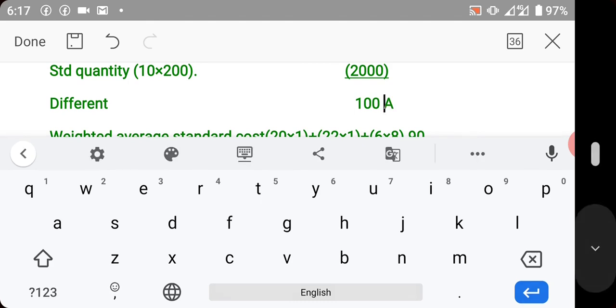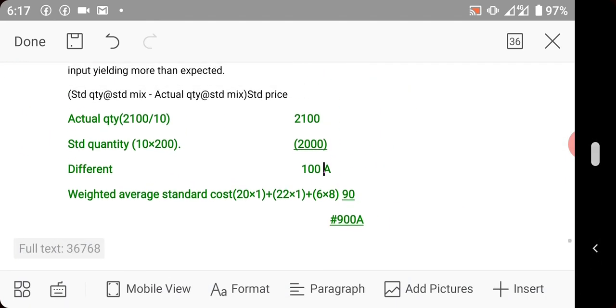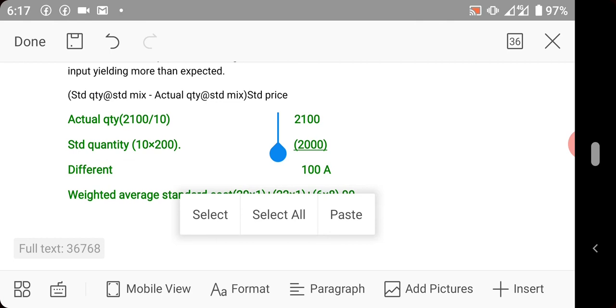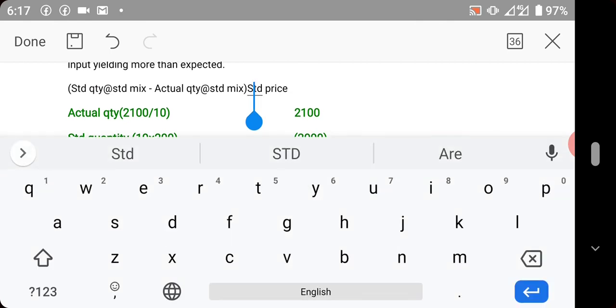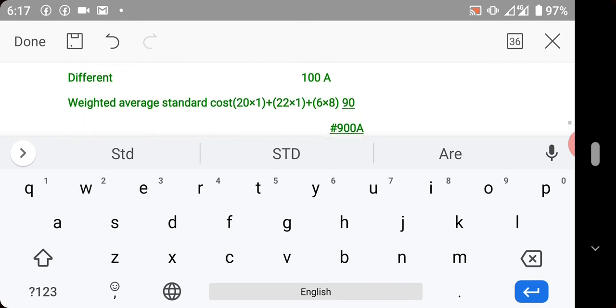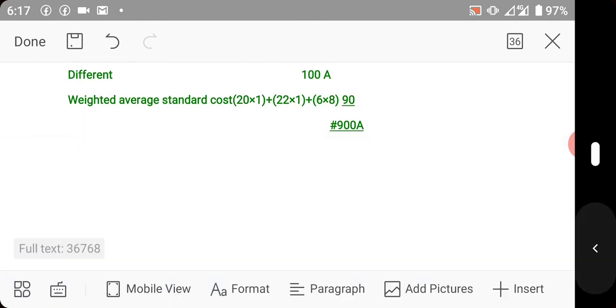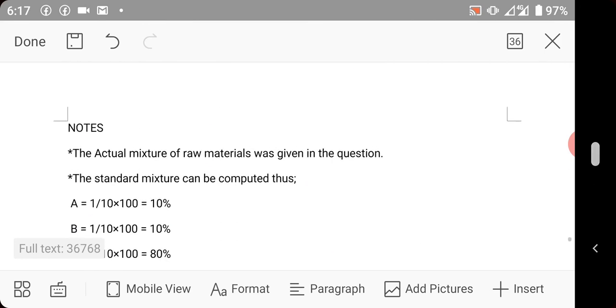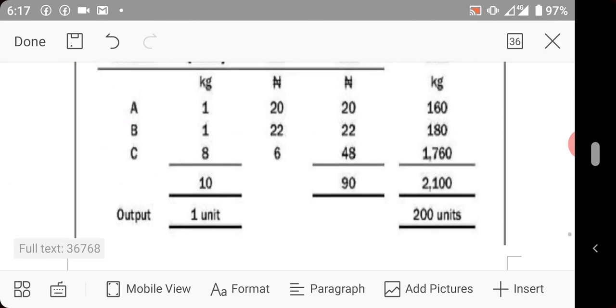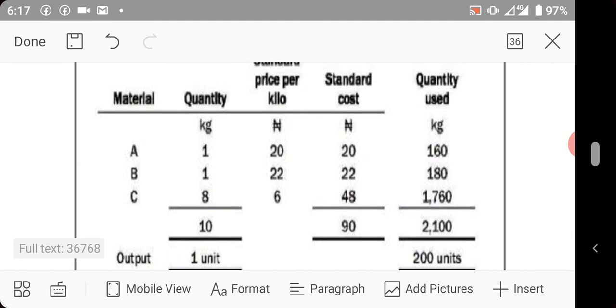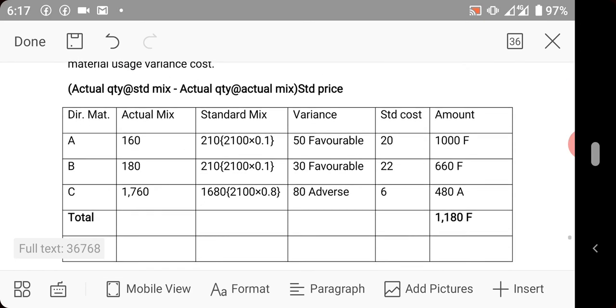So you would observe something here. You'd observe that the actual is 210 and the standard is 200. So actual is higher. So we have a difference that is 100, and this difference is adverse. Are you there? The difference is adverse. So since the difference is adverse, we'll now come down and get our weighted average price. How do we get this weighted average price? Let me show you something. To get the weighted average price, it is total standard cost divided by total standard quantity, which is what? 90 divided by 10 will give you 9.